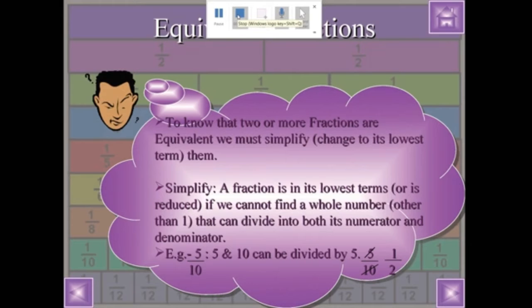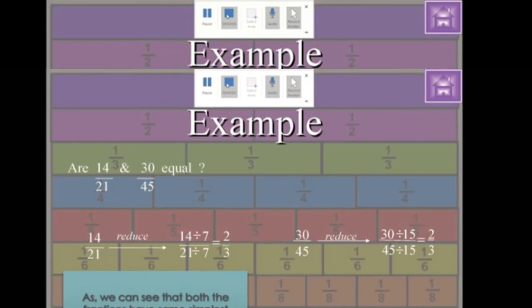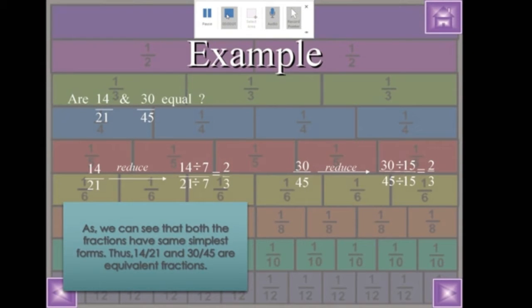Let's try to understand with this example. Are 14 upon 21 and 30 upon 45 equal or not? We just convert both fractions to their lowest form. When we reduce 14 upon 21, we get 2 by 3. And similarly 30 upon 45, we reduce, then we get 2 upon 3. As we can see that both fractions have the same simplest form, thus 14 by 21 and 30 by 45 are equivalent fractions.